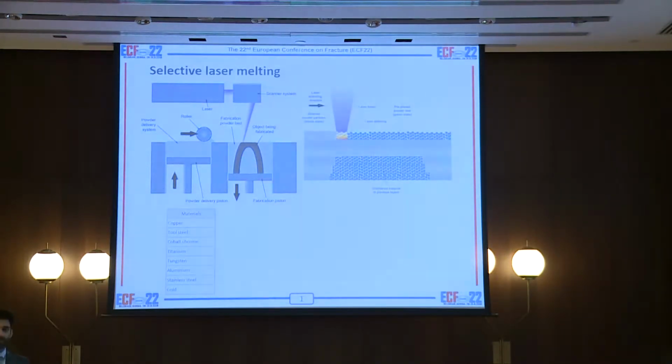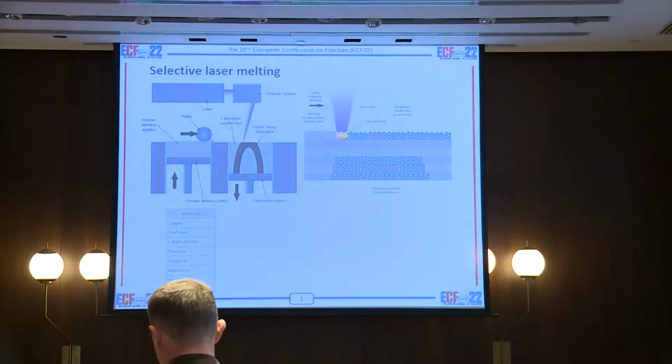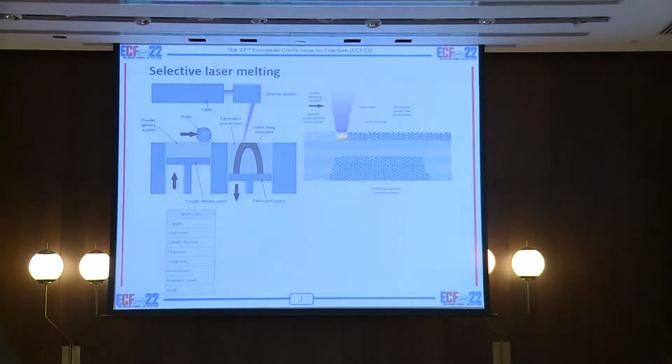The samples were made by the selective laser melting method, SLM, which is a powder bed method that produces the samples layer by layer. In each layer, the laser melts the new powder layer, and at the end you have your final geometries. This method has been used for different metallic materials like copper, tool steel, cobalt chrome, titanium, tungsten, aluminum, stainless steel, and gold.